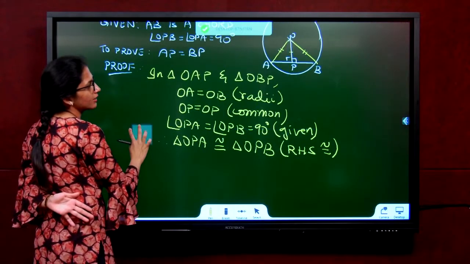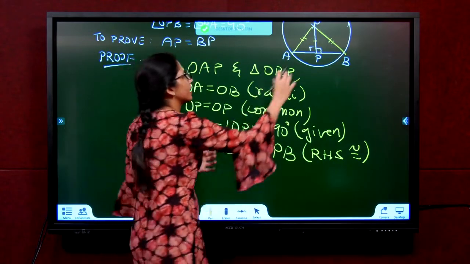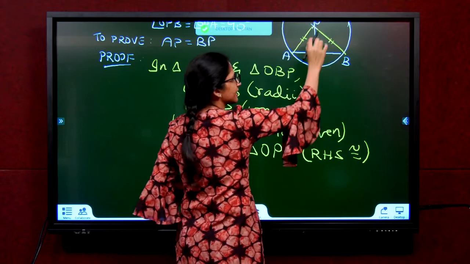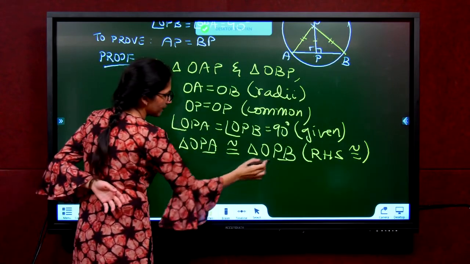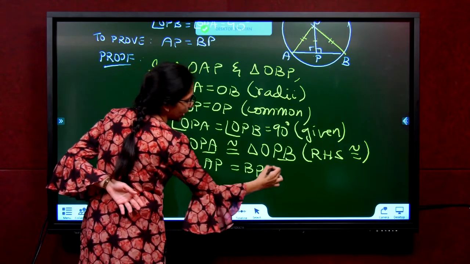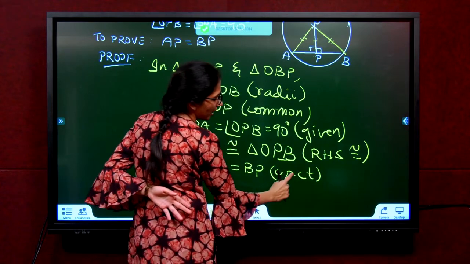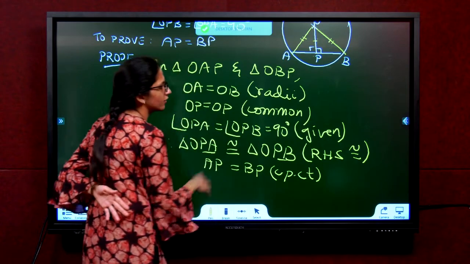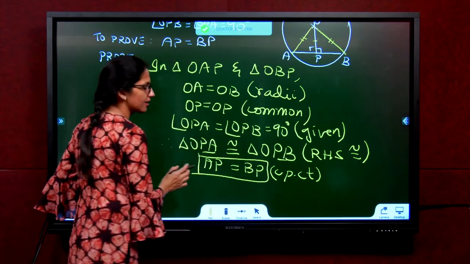Now, if these two triangles are congruent, they are exactly the same. This triangle is exactly the same as this. So, can I say PA equals PB, or AP equals BP? Yes. Why? CPCT. You have learnt what is CPCT? Congruent parts of congruent triangles. You have learnt it in your lower grade. So, yes, it bisects the chord.